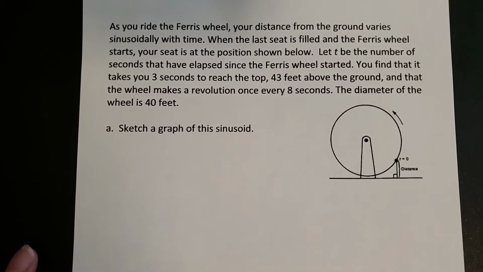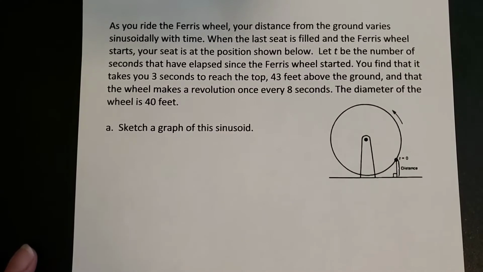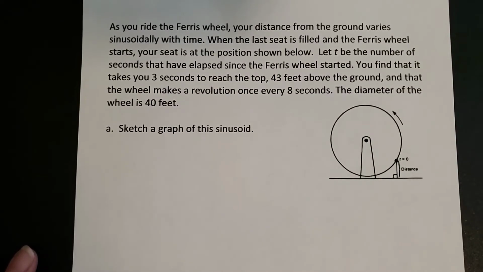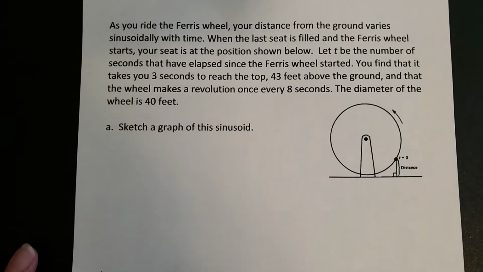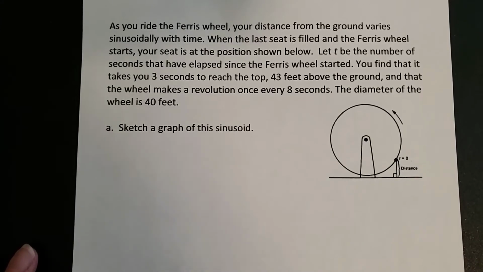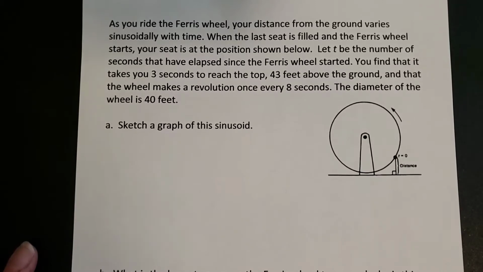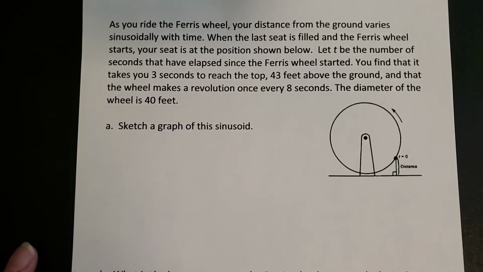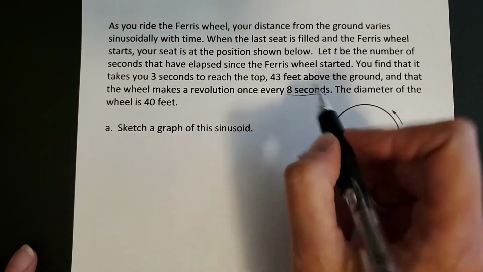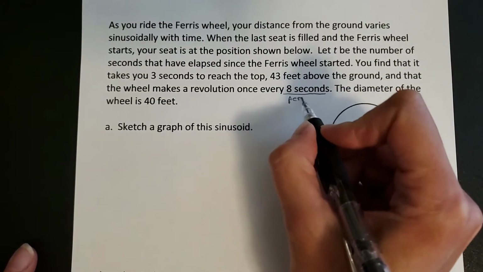Let t be the number of seconds that have elapsed since the Ferris wheel started. So t is going to be our independent variable. You find that it takes you 3 seconds to reach the top, which is 43 feet above the ground. Ooh, that sounds like a maximum, doesn't it? The top, 43 feet. So they told us the maximum. And that the wheel makes a revolution every 8 seconds. Oh, a revolution. You go entirely around. That's telling us the period right there.